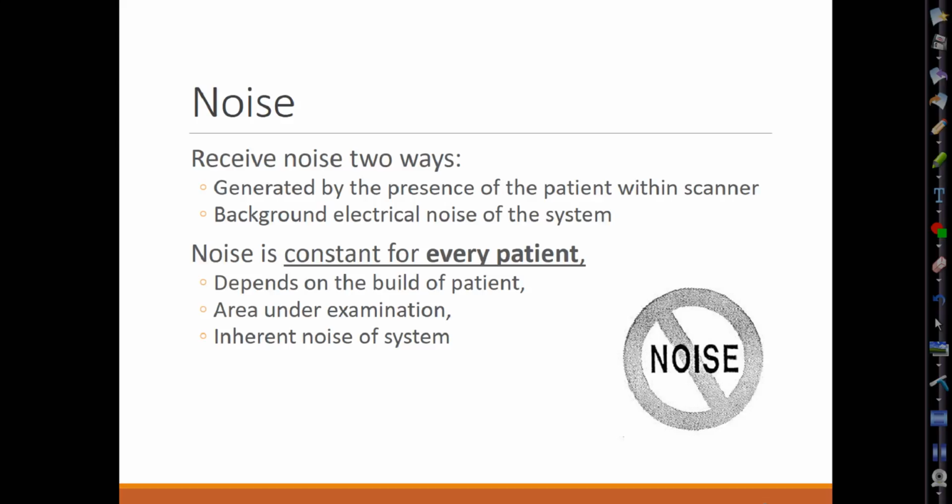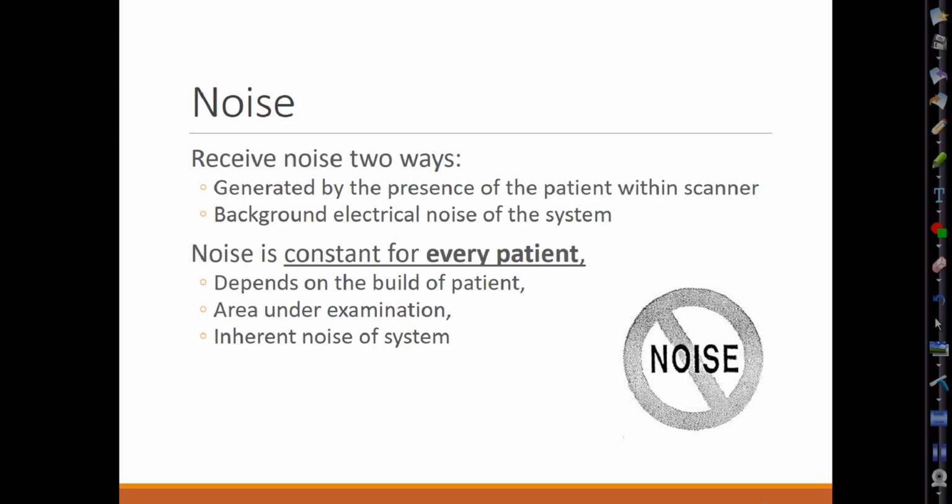Noise is not constant for every patient. It depends on the build of the patient. So if you have an asthenic patient or a hypersthenic patient, you might have more or less noise. And you can't really say that a hypersthenic patient, just because they have more tissue, is going to create more noise. So it really just depends on every patient and kind of what they're composed of. If a patient has a hip replacement, they have metal within that hip, it's going to create an artifact on our image. That's more noise. So different factors depending on the patient, the area under examination.